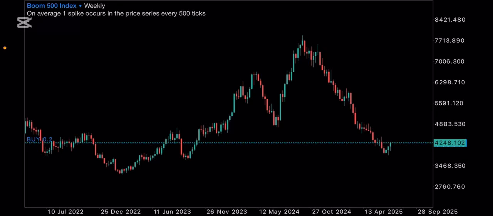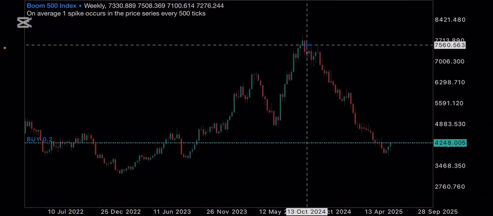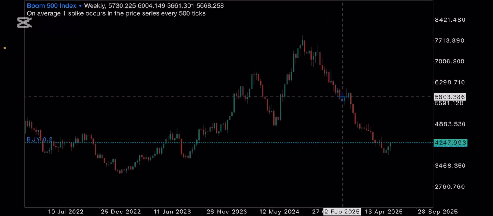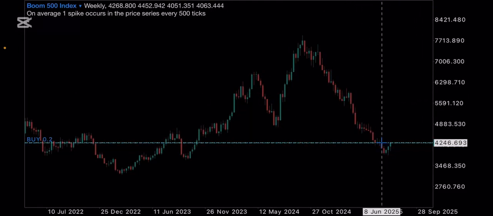So let's take a look at this example. This is Boom 500. Let's analyze Boom 500. Let's see if you can see what's happening in Boom 500. You can see that this price has been going down for a while, all the way to this point.